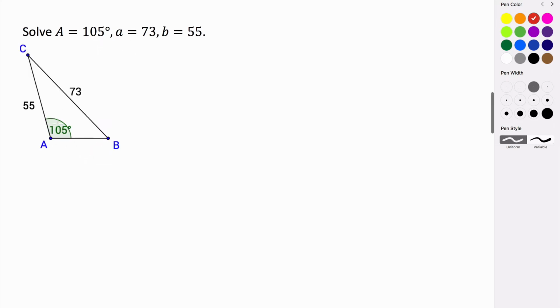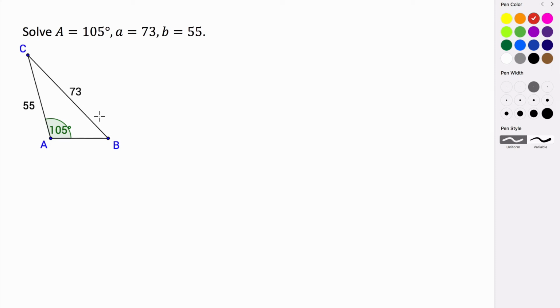If you draw the triangle, it will look something like this. So here we have angle A at 105 degrees. The side opposite it is 73. Angle B here with side opposite it being 55. So this is an obtuse triangle, and we know that side BC, or side A, the side opposite our given angle, is greater than our adjacent side. So this does in fact make a triangle.